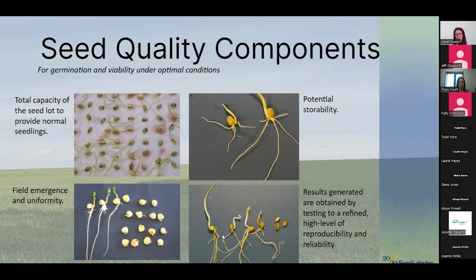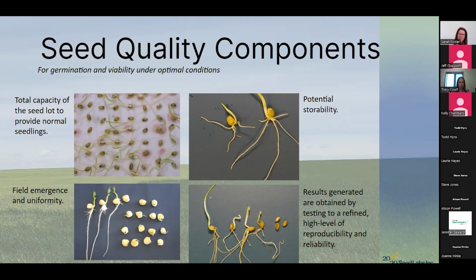And again, up on the top right-hand side, there's some root damage. This has possibly been caused by the use of a desiccant, and obviously has impacted the ability of the root. And again, this could potentially affect storage, because we know that in the presence of toxicity, the seed lot can deteriorate very, very quickly in storage.